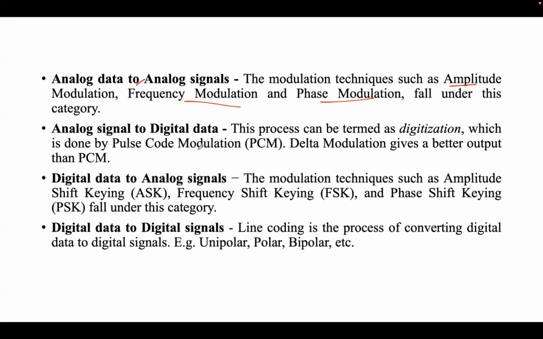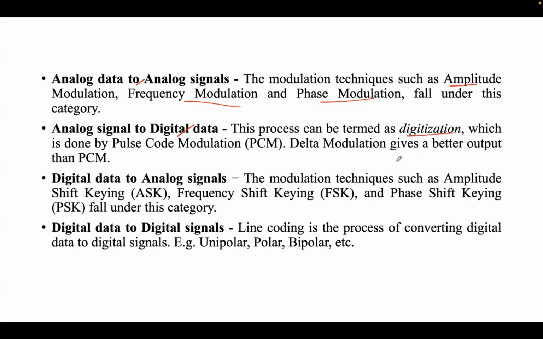The second method is analog signal to digital data. Suppose you have a continuous time, continuous amplitude signal like voice picked up by a microphone, and you want to represent it in binary form so that the computer can process or store it. This process is called digitization, which is usually done in three steps: sampling, quantization, and encoding.